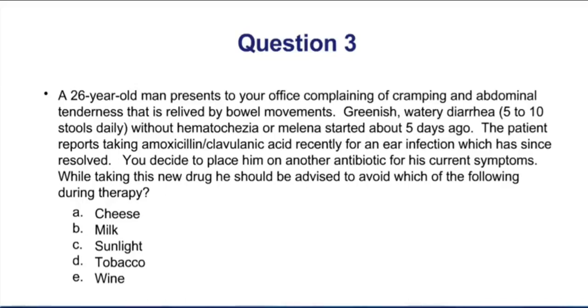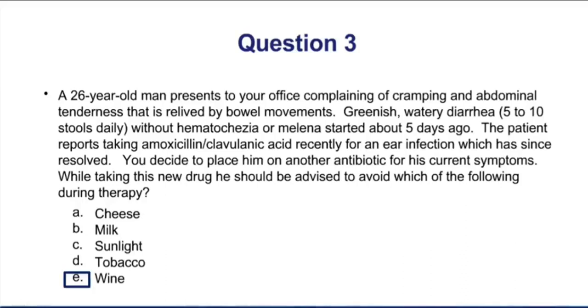Multiple steps in this question that you have to solve. First, you recognize the greenish watery diarrhea as a C. diff infection, especially since he was taking antibiotics previously. If it's C. diff, the drug of choice is metronidazole. And while you're taking metronidazole, you should caution your patients about drinking alcohol. The correct answer here is choice E, wine.